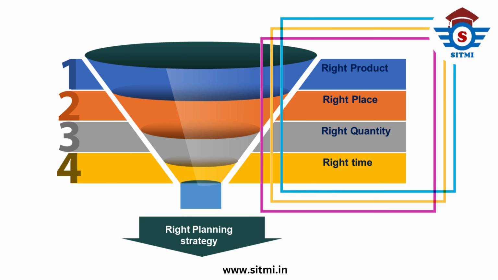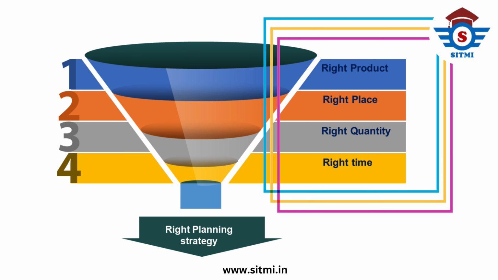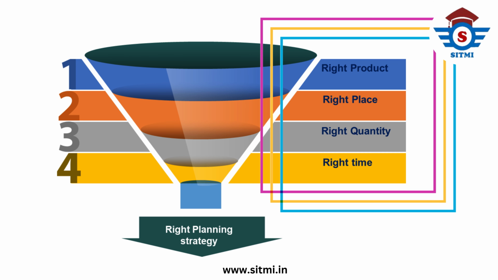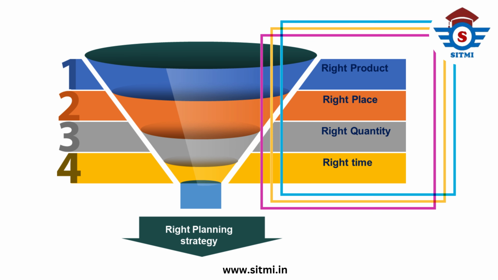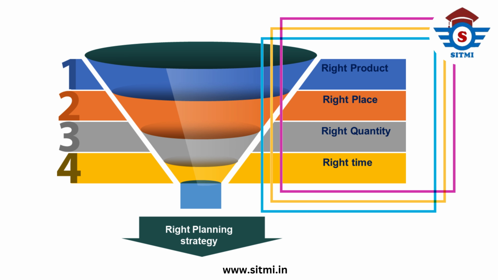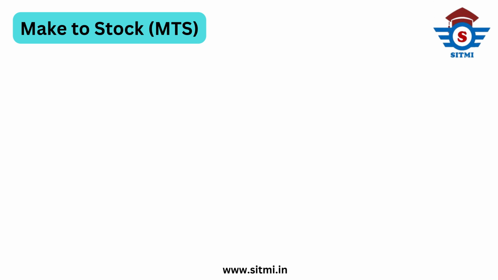So there are several planning strategies for an organization based on different product natures. However, most commonly there are four strategies which are often used. Now we will discuss all these four strategies, which are named as make to stock or MTS, assemble to order or ATO, make to order or MTO, and the last one is engineer to order, which is also called ETO. Now let's talk about the first strategy, that is make to stock.